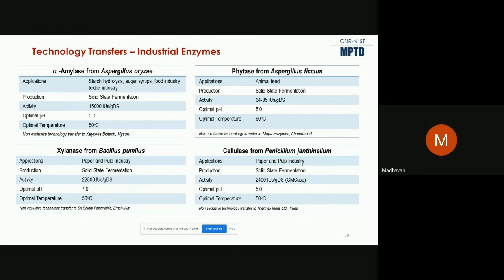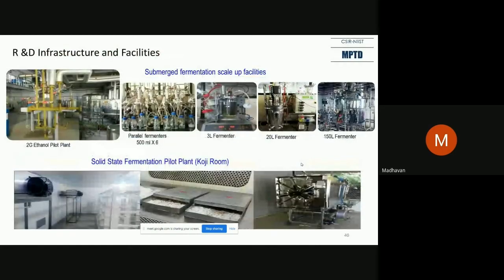And this has been given to different companies on a non-exclusive basis. The first enzyme was transferred to Capis Biotech, Mysore, and phytase has been transferred to MAPS Enzyme, and they have said this is one of the good enzymes they got from us. They are still using our culture. MAPS Enzyme is one of the major enzyme companies in India, located in Ahmedabad. And Thermax is using the cellulase. So we could make this kind of enzyme because of the facility which we have created in our division.